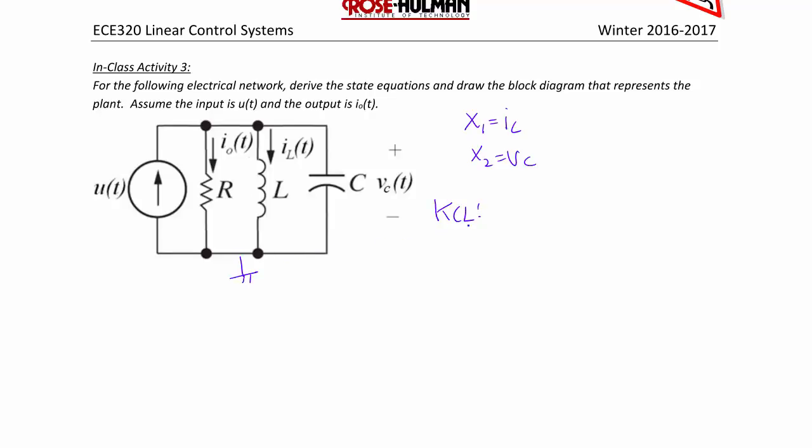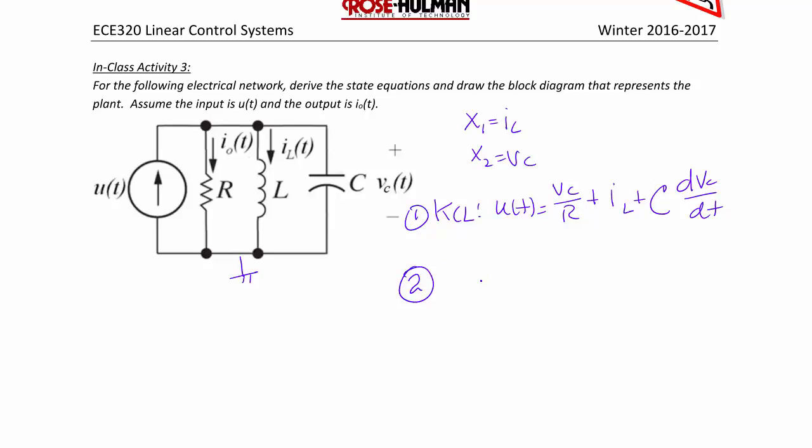And now we're going to write a KCL equation at the top node where this is labeled ground. And the KCL equation is U of t equals VC over R plus IL plus C dVC dt. And that's our first equation.